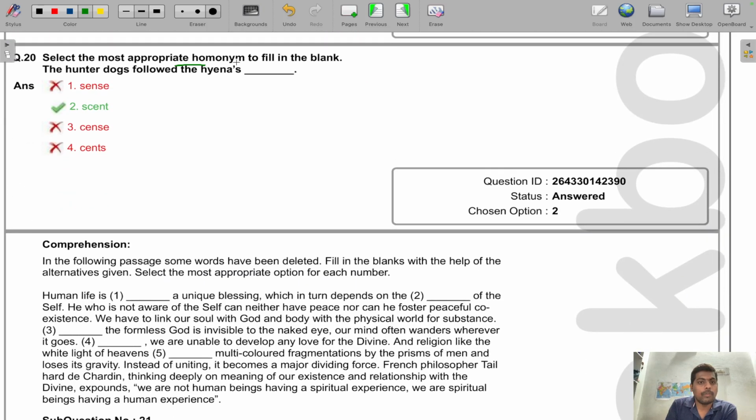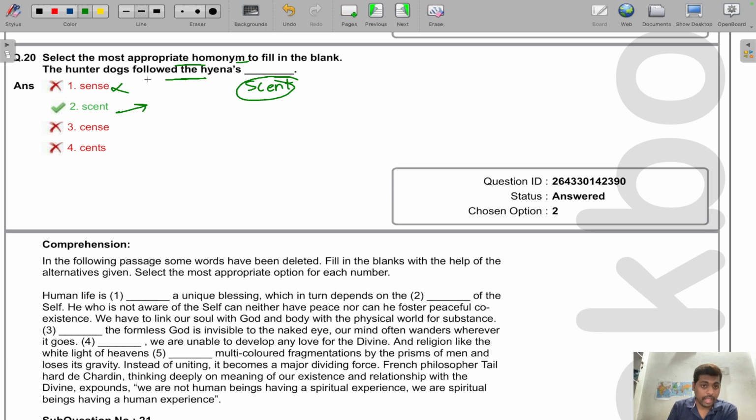They're asking for the most appropriate homonym. A homonym is a word which sounds the same but has a different spelling. "The hunter dogs followed the hyenas." Hyenas "sense" doesn't fit, guys. Sense means sensing something. "Scent" is the most appropriate, guys. Scent, you know, it is a perfume.